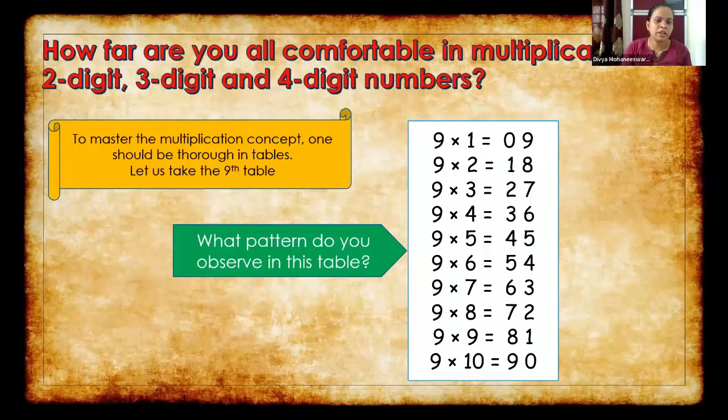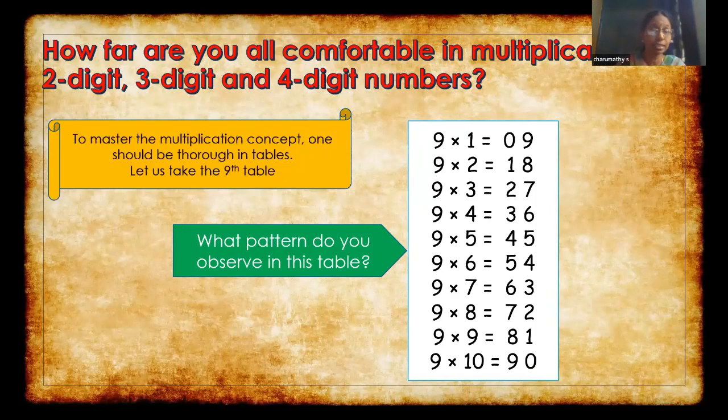Ma'am, the ones digit is descending and the tens digit is ascending. Okay, fine. So the ones digit is descending. You mean in the product, am I right? Yes, ma'am. Right. In the product, the ones digit is in descending order and the tens digit is in ascending order, right?